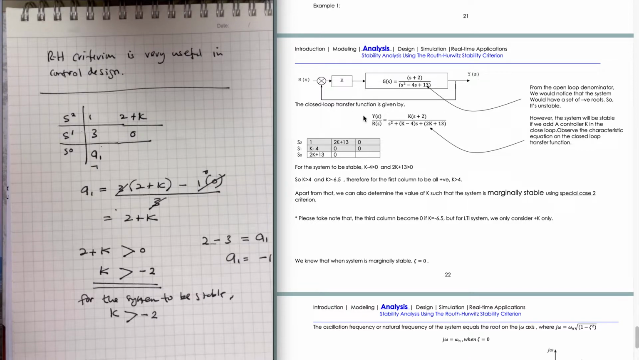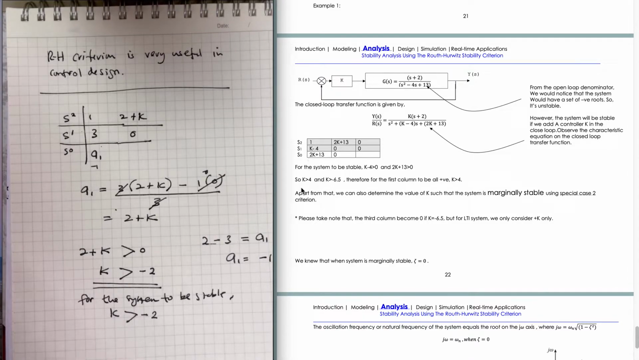When we fill this up, we have something like this. We have two conditions here that determine the range of k. The first condition is k minus 4. The second condition is 2k plus 13. That means k has to be in a certain range. For the system to be stable, k minus 4 must be greater than 0 and 2k plus 13 must be greater than 0. That means this term and this term must be positive.